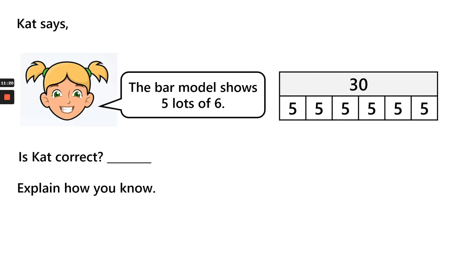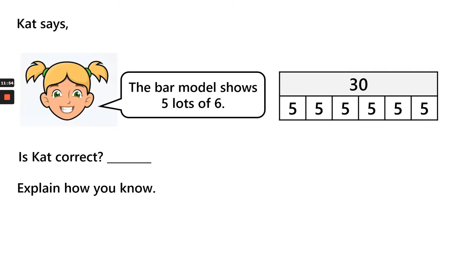So let's have a look at our problem. Kat says the bar model shows 5 lots of 6. This is our bar model and it has our multiplication factor at the bottom and at the top the amount that it equals. So let's see. Do we have 5 lots of 6? Do we have 5 lots of something? 1, 2, 3, 4, 5. We do not have 5 lots of them.